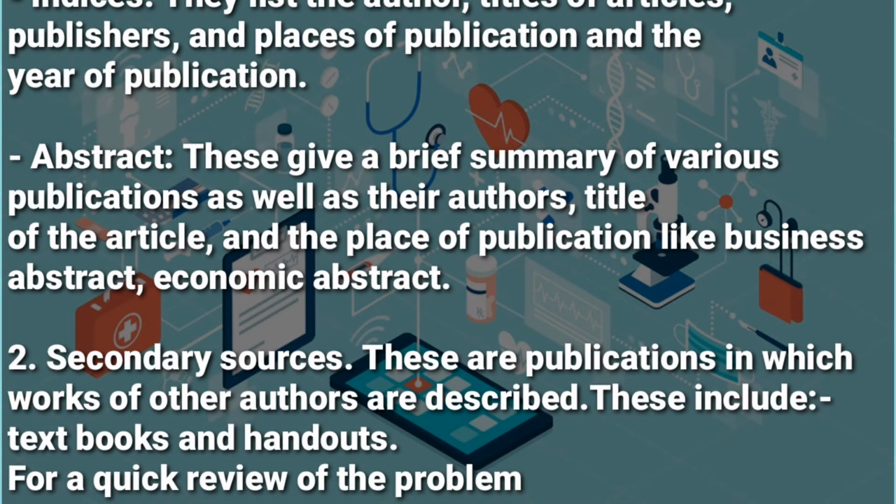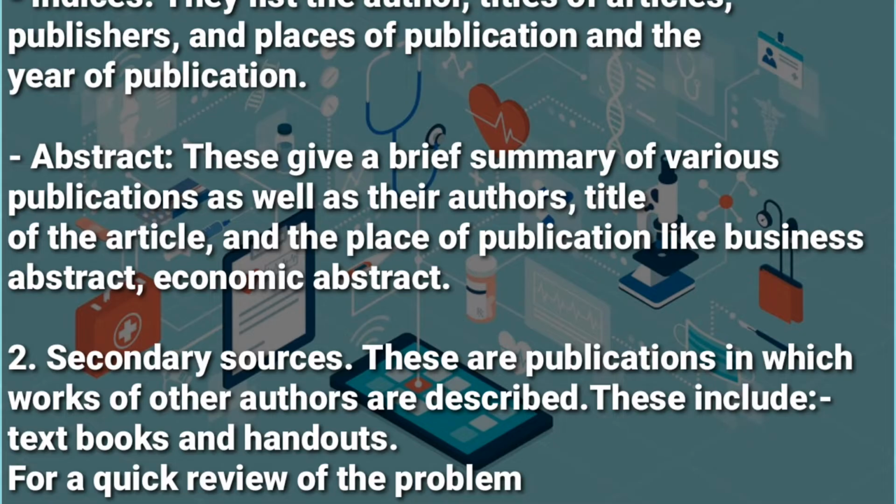We look at the secondary sources of literature review. These are publications in which the works of other authors are described. In this case, the author is not part of the research, but rather his research is reviewed to select relevant ideas and issues concerning a particular problem under study. An example can be textbooks and handouts.